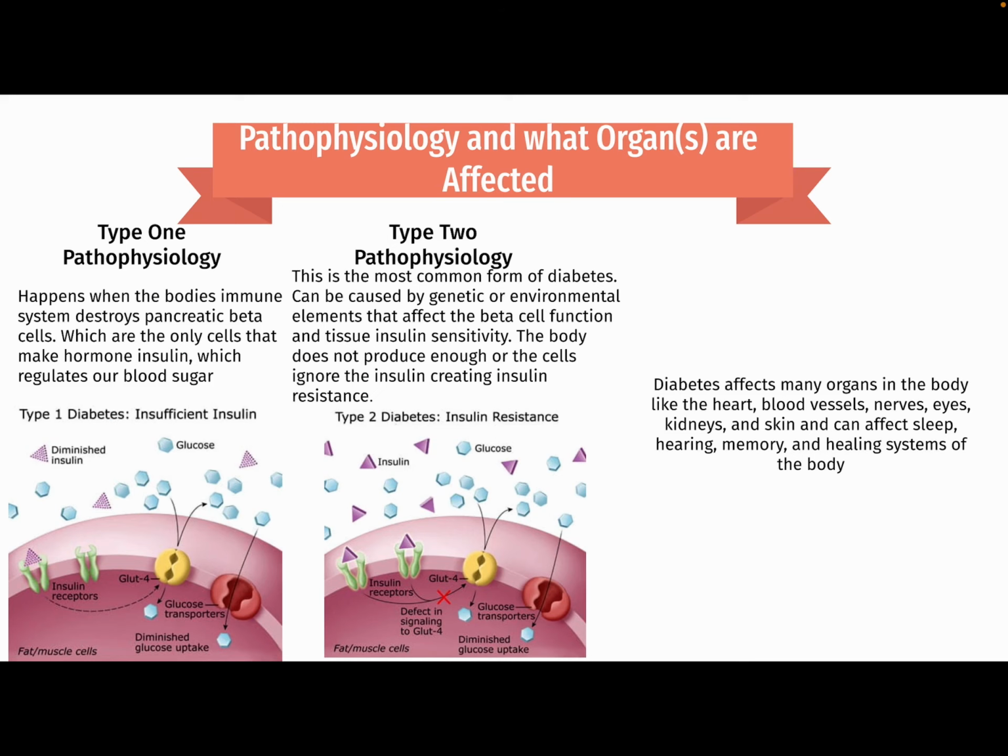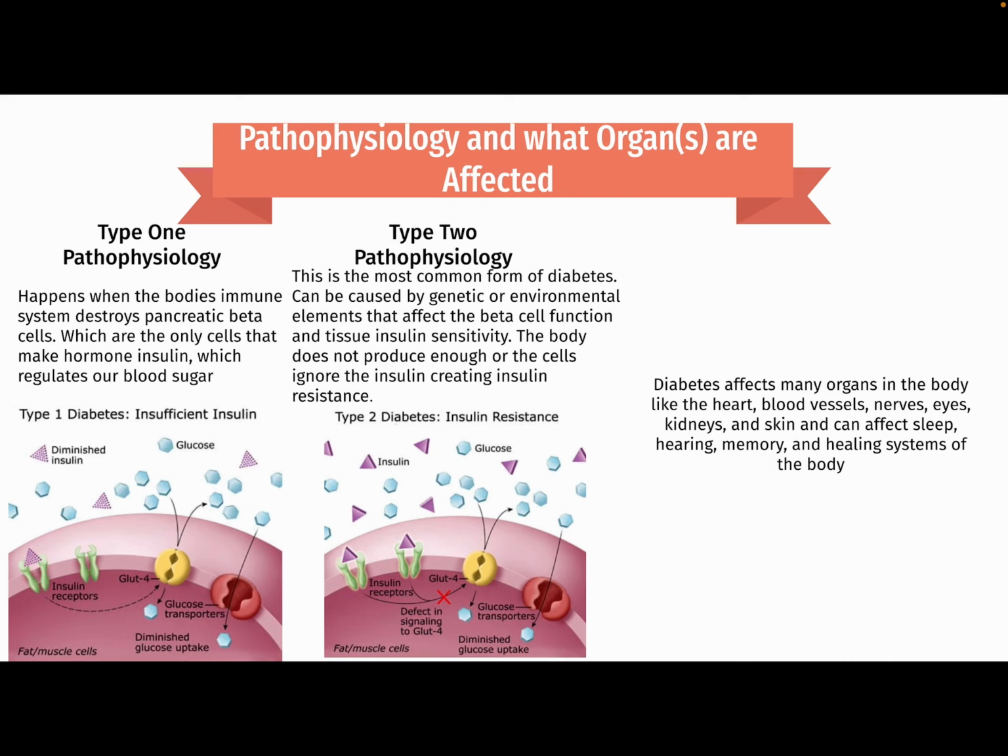Pathophysiology and what organs are affected by it. In type 1, pathophysiology happens when the body's immune system destroys pancreatic beta cells, which are the only cells that make the hormone insulin, which regulates our blood sugar. So you can see type 1 diabetics are insufficient in insulin. So the glucose will go into the pancreatic cells, but then our cells will not be able to digest the sugars and turn it into insulin, making the insulin not work.